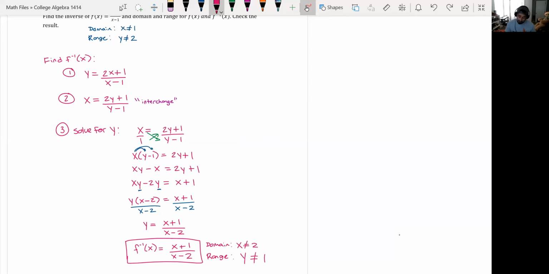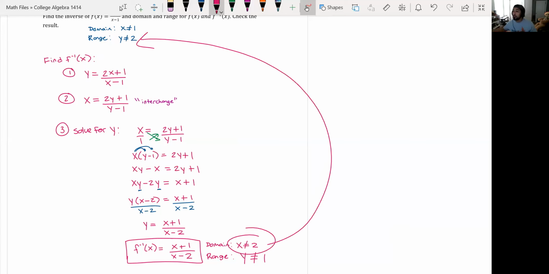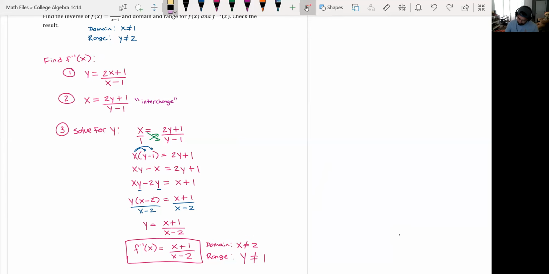And let's say we didn't know how to find the range in the beginning. Then that means when you find the inverse, the domain of the inverse becomes the range of the original function. They switch places. Oh, done. Okay, there you go.